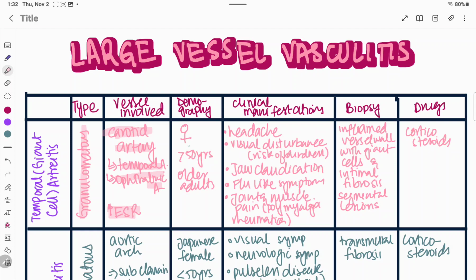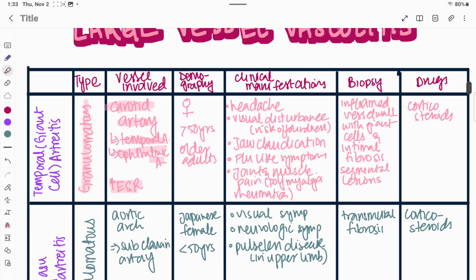In demography, you're going to have it in females who are older than 50 years old. So if in a clinical vignette it's someone who is female and more than 50 years old, it is temporal arteritis. Clinical manifestations: headache, visual disturbances, with risk of blindness. This is very important.